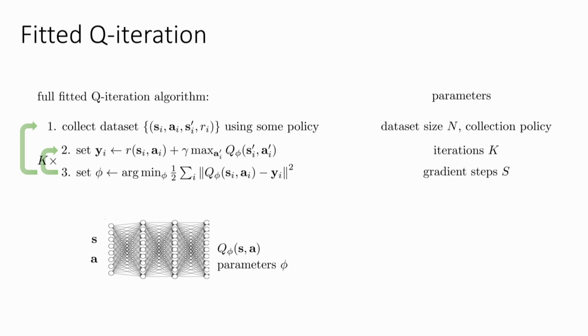So this is the general design for a fitted Q iteration algorithm, of which Q learning is a particular special case, and there are many other interesting special cases. Does anybody have any questions about fitted Q iteration?